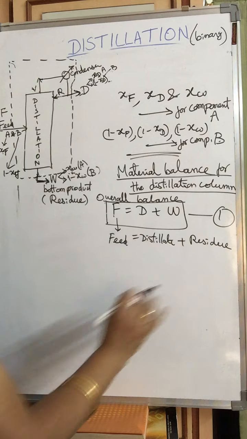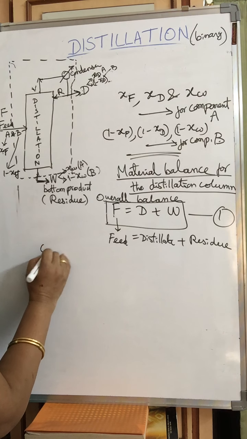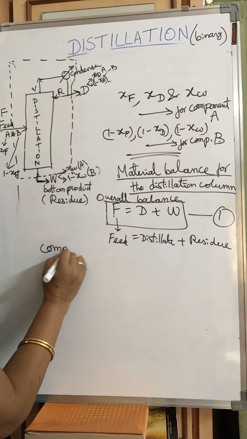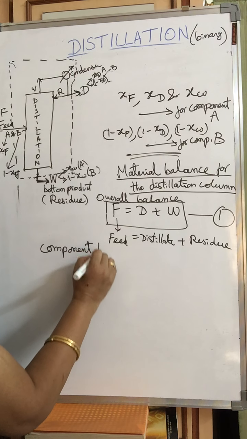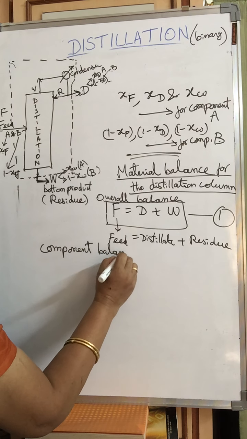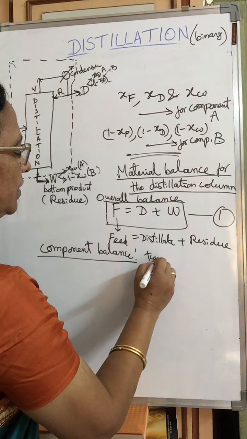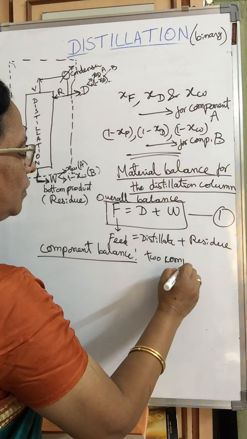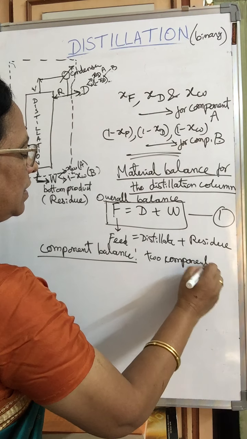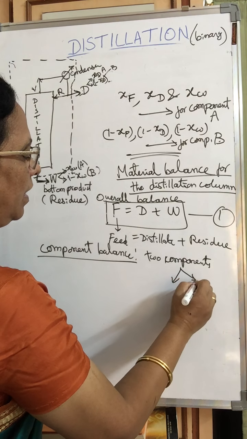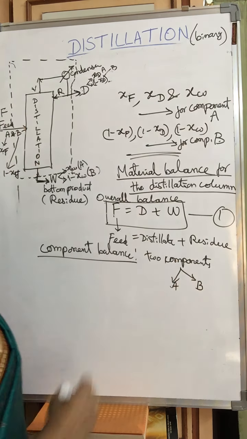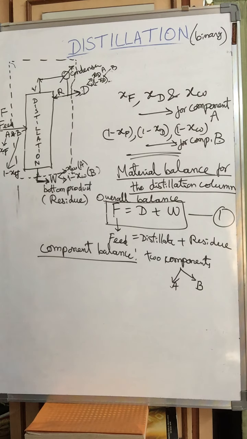Total weights we take. Next, component balance. How many components are there here? 2 components. So 2 components are there, A and B.